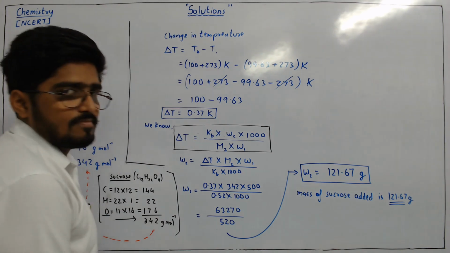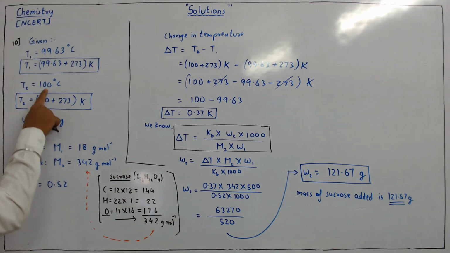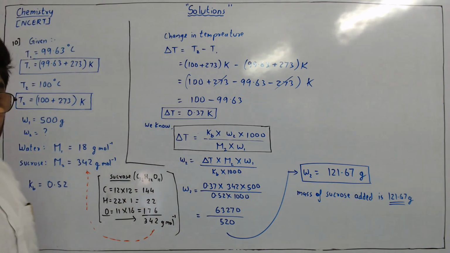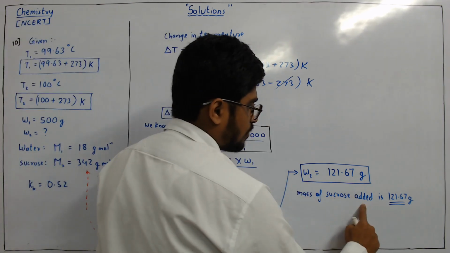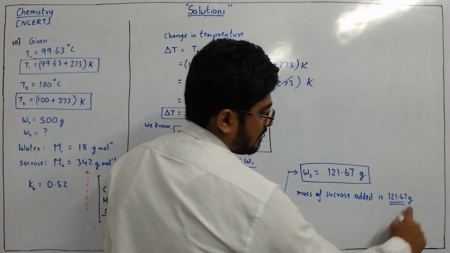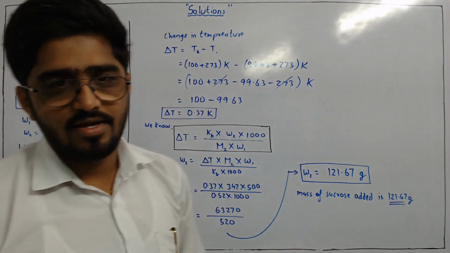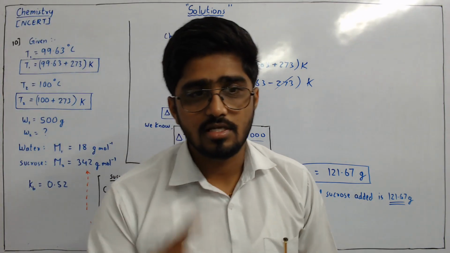So what we got? To achieve this temperature, 100 degrees Celsius of water, how much sucrose we need to add? That is, the mass of sucrose we need to add is 128.67 gram. Okay. I hope you understood this question.